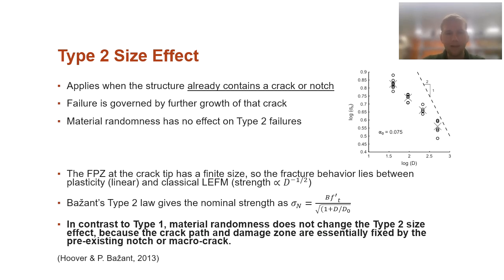Where type 2 already contains this notch, right? And we can think of it from doing that 3-point beam test where you're breaking something like this with 3 points pushing down. And this is important because we know that in this method, failure will be governed by growth of a crack that we can already see. We already have a length of the crack. We already have an idea of what that fracture process zone might look like. So we eliminate the effects of material randomness on these tests.